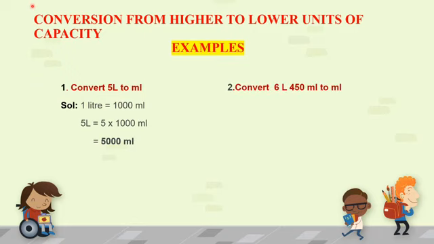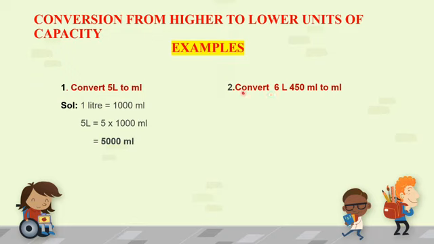Now next question is 6 liter 450 milliliter to milliliter. Now here we see there's a combination of units. Liter and milliliter need to be converted to milliliter. What difference can you see from the previous question? In the previous question, only one unit was given. But here, two units are given. One is liter, one is milliliter, and the question is asking you to convert into milliliter. So this part of the question is already in milliliter, so you don't have to convert that.